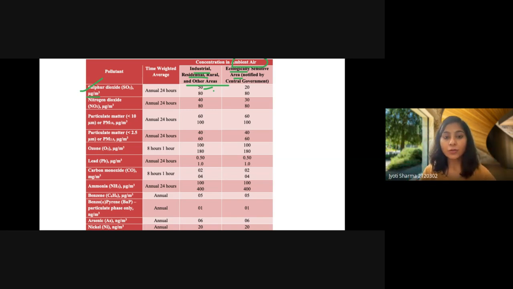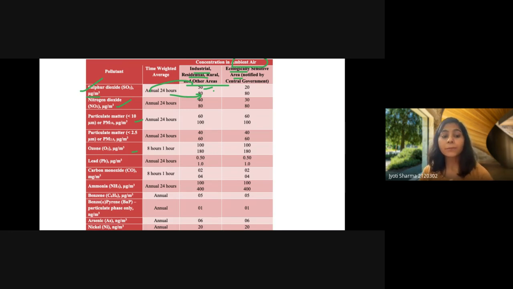So the concentration should be 50 for annual, but for 24 hour it can be up to 80, but it should not exceed this 80. Okay, so likewise we have such concentrations for nitrogen dioxide, particulate matter, ozone, and the 12 gases and matters that I have already discussed with you.